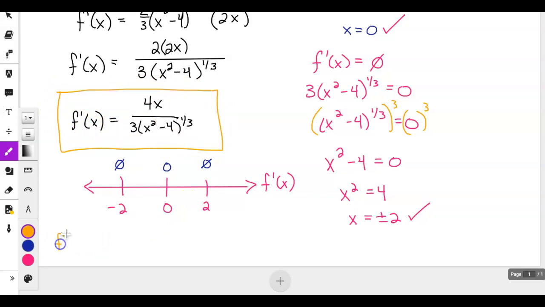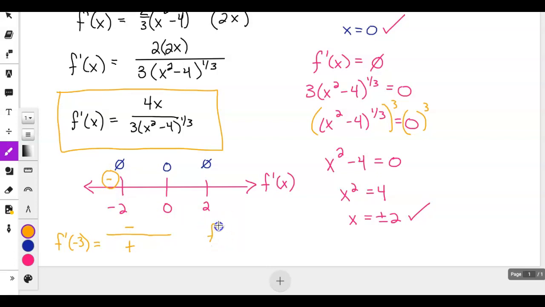Let's do f prime of negative 3. Okay, so negative 3 times a positive 4 is a negative on top. And then on the bottom, we have this 3, but since it's positive, we can ignore it. And then if we plug negative 3 and we square it, we get 9. 9 minus 4 is a positive. And then the cube root of a positive is a positive. So we have a negative over a positive, which is a negative.